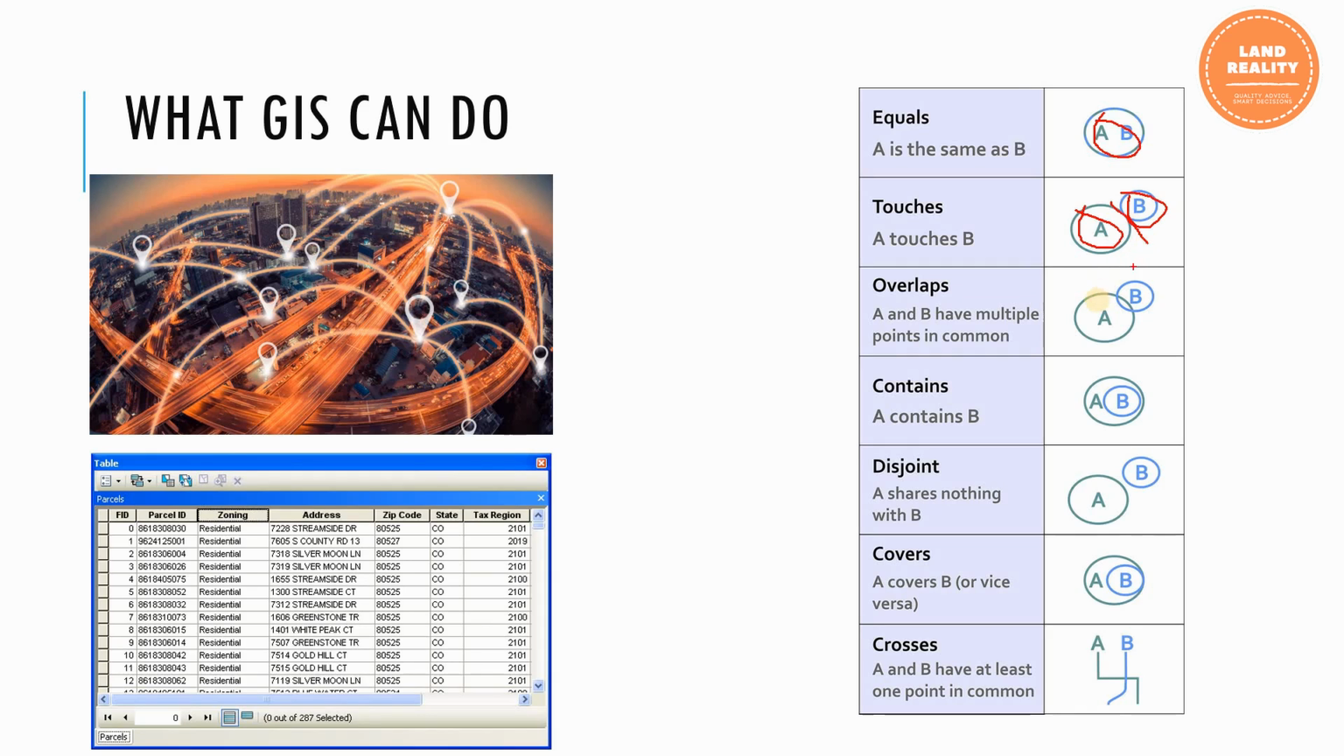And the overlaps: A and B have multiple points in common. Contains: A contains B, so B is found within A. Disjoint: A shares nothing with B, meaning the boundaries do not touch. There's a separation between A and B. Covers: A covers B, and vice versa. And then crosses: A and B have at least one point in common.